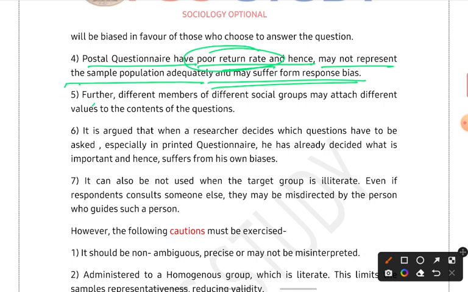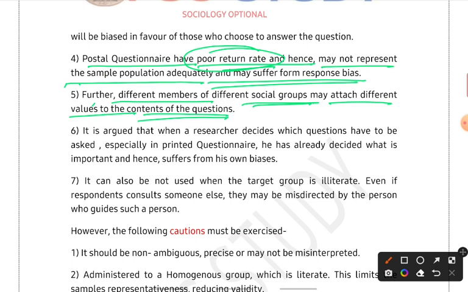Then further, members of different social groups may attach different values to the context of the question. If a person attaches a value, the answer to that particular question will obviously differ. So every person in a similar society will have different values.